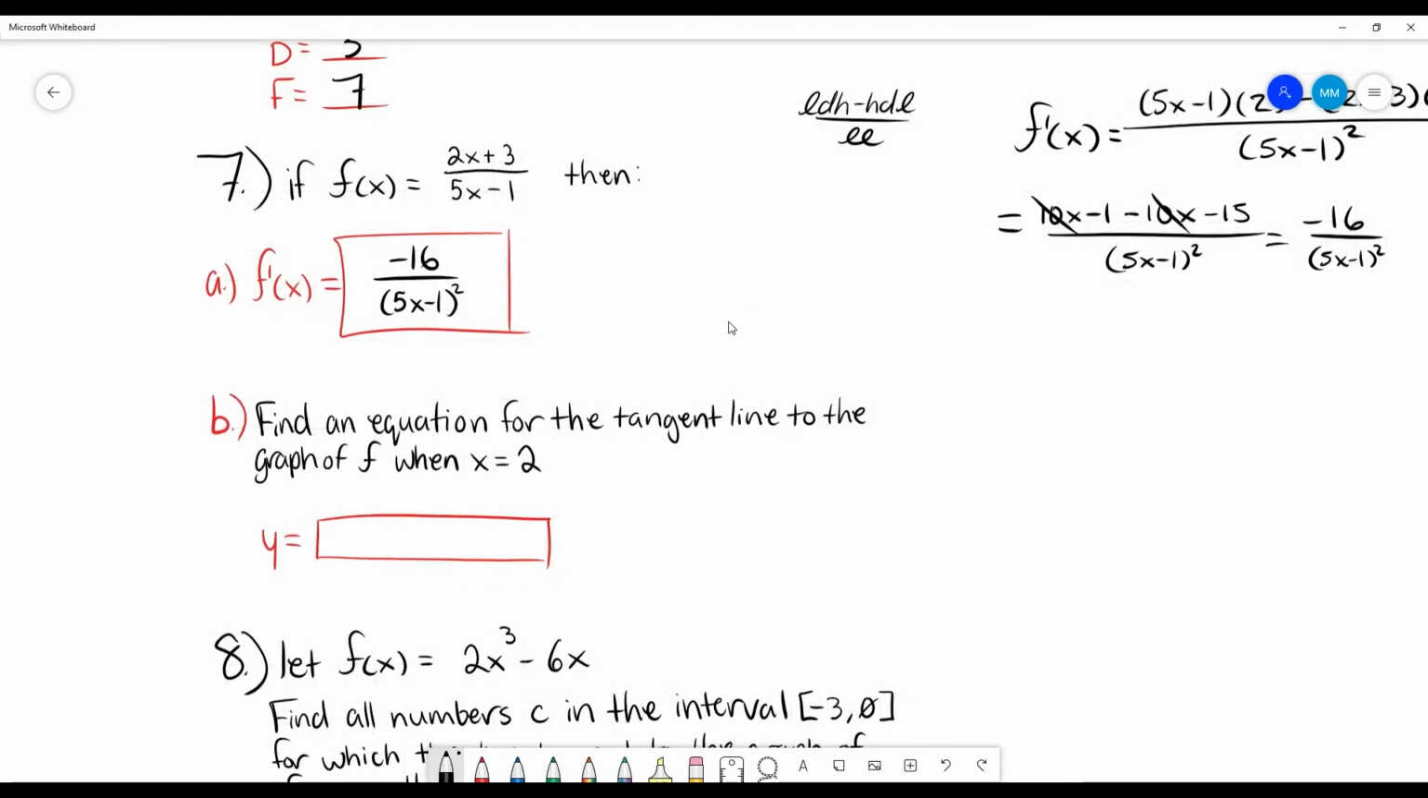Now, that's our derivative. So we want to find the equation for the tangent line to f when x equals 2. So remember that this is our slope at any given point. So they give us a point, so we have to find the slope at that point. So f prime of 2 is going to be negative 16 over 5 times 2, which is 10, minus 1 squared. So that's negative 16 over 9 squared, which is negative 16 over 81, which is our slope.